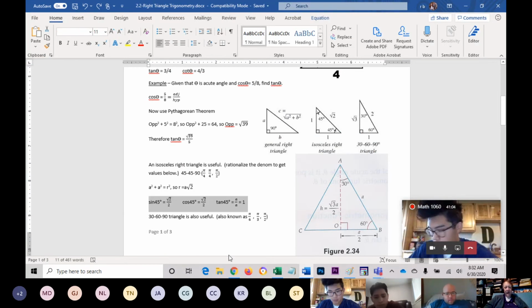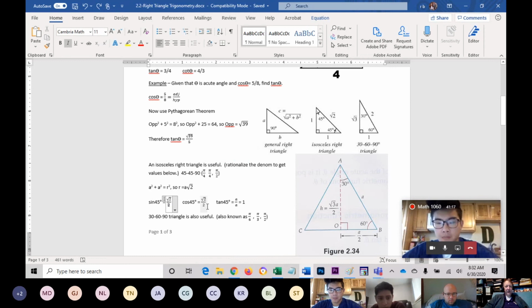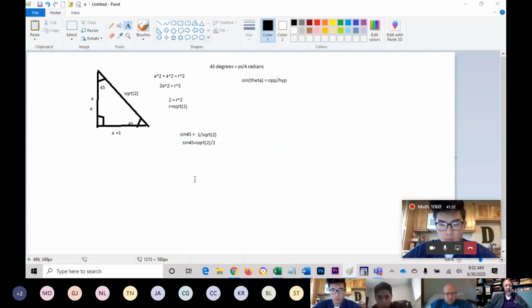These values here, you basically plan on memorizing that. You should know that the sine of pi fourths, if I say it that way instead of 45 degrees, is always going to be square root of 2 over 2. The cosine of 45 degrees is going to be square root of 2 over 2. The tangent of 45 degrees is always going to be 1. So that's the case with an isosceles right triangle.